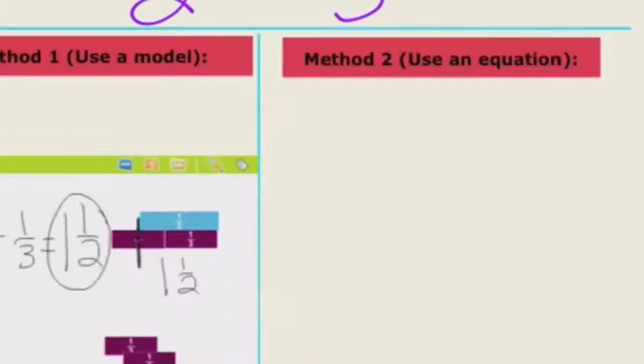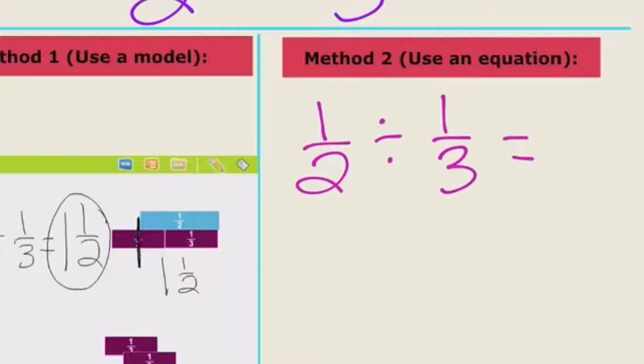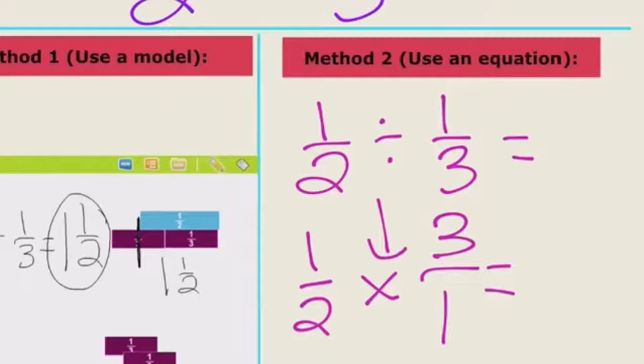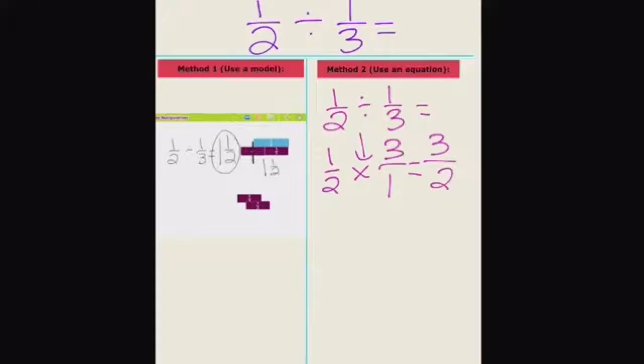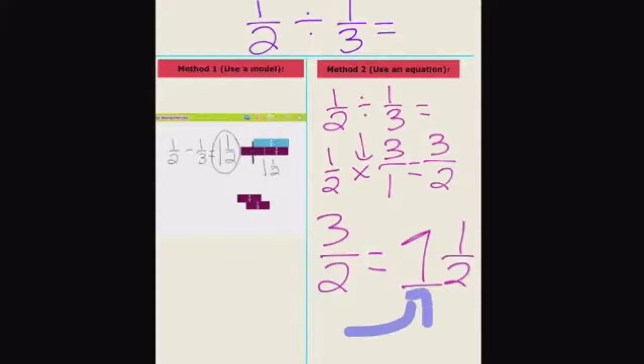Okay, now let's try this using an equation. So again, I'm going to write 1/2 divided by 1/3, and I'm going to rewrite this as a multiplication problem. 1/2 stays the same, division becomes multiplication, and we're going to find the reciprocal of that second fraction. So 1/3 becomes 3/1. I'm going to look for common factors on the top and bottom. I don't see any, so I'm going to go ahead and multiply. 1 times 3 is 3, and 2 times 1 is 2. So I get a quotient of 3/2, which hopefully you can see that the improper fraction 3/2 simplifies to the mixed number 1 and 1/2. So once again we see that we get the same final quotient no matter what method we use.